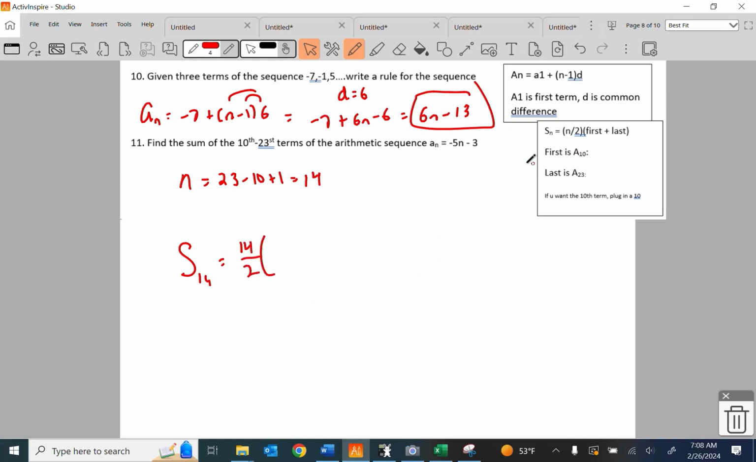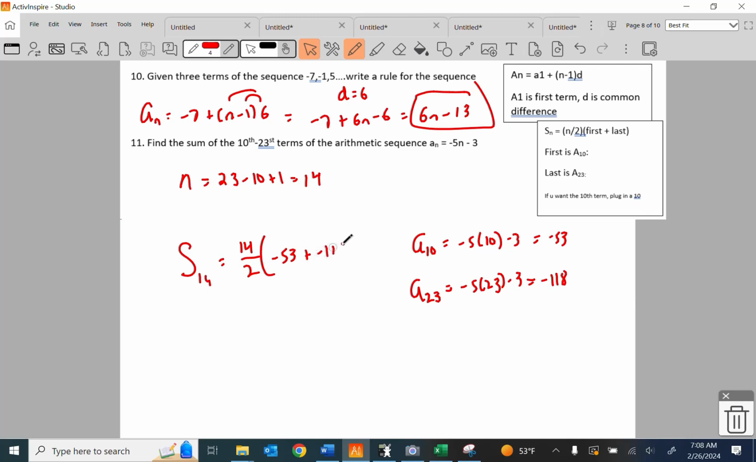To find the first term, I plug a 10 in. And that's going to yield -53. To find the last thing, I plug a 23 in. That should be -118. Feel free to push buttons there. Feel free to check me.